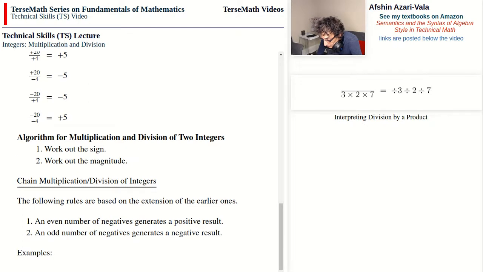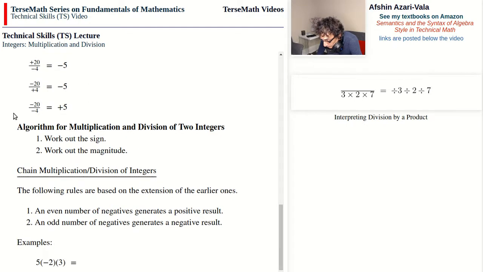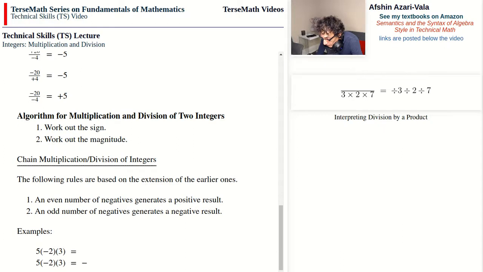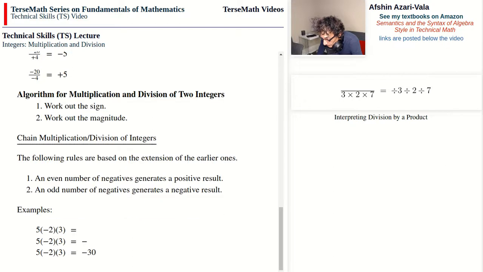And here's an example of such a problem. We have 5 times negative 2 times 3. So as usual, we work out the sign, we work out the magnitude. Sign-wise, there is only 1 negative. That's odd. So the answer will be negative. And we write the sign down. Once we have worked out the sign, then we ignore the sign and we multiply 5 by 2 by 3. 5 times 2 is 10. 10 times 3 is 30. And now we write negative 30.